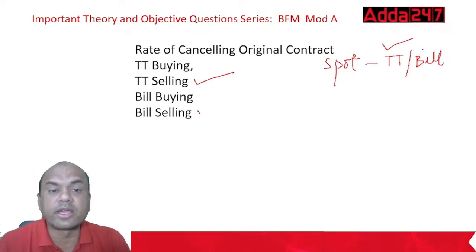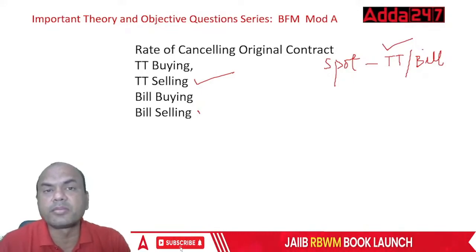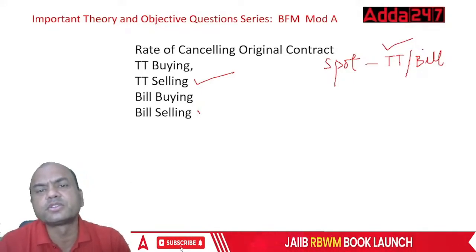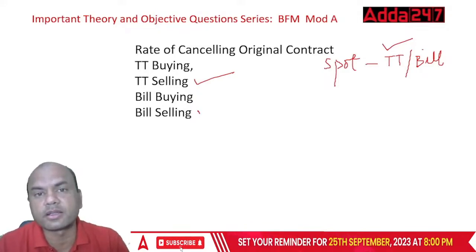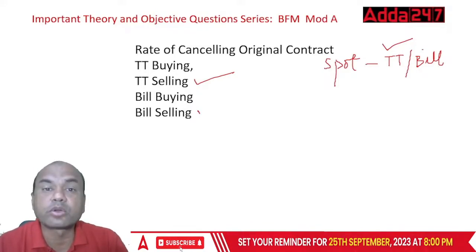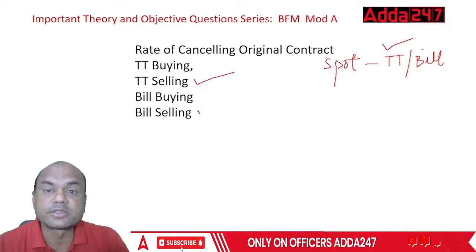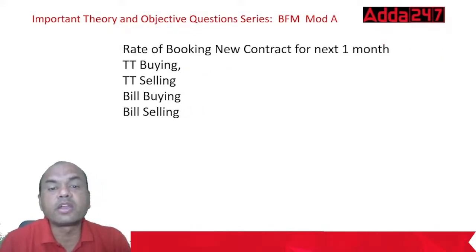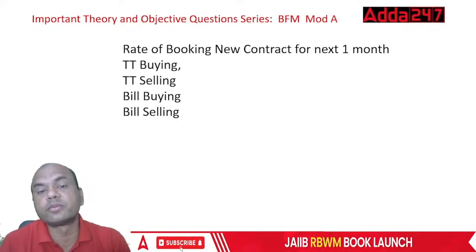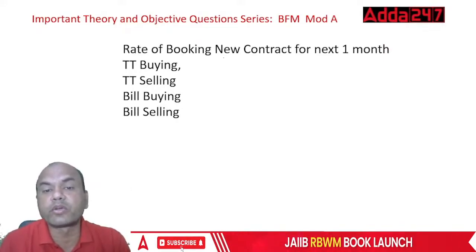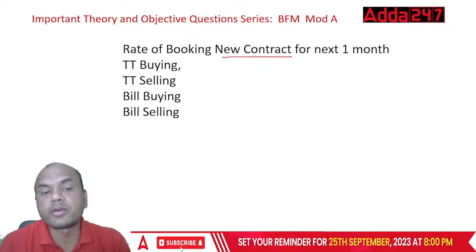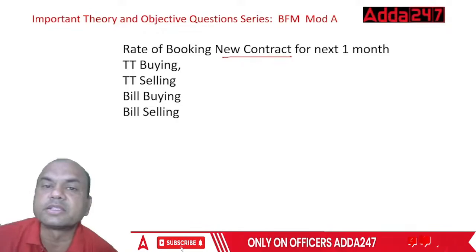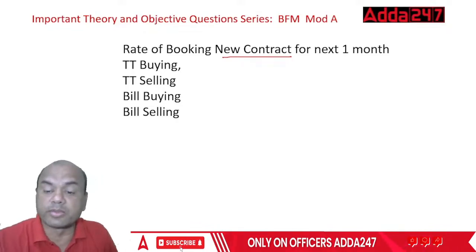Okay. Then you'll say, why not bill selling then? But because bill selling is not used. Bill is used whenever you are doing some future dated transactions. Here I am cancelling tomorrow itself. So it is a spot transaction. So TT, isn't it? Next, the rate of booking the new contract for next 1 month. So next contract will be booked at what rate? TT buying, TT selling, bill buying, bill selling. Who can give the answer? New contract for 1 month now.